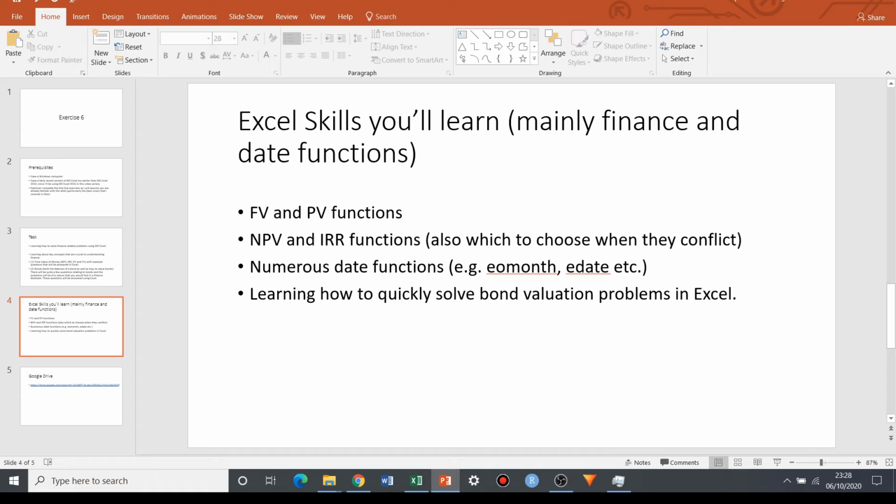And so just to discuss the Excel skills that you'll have learned, well, first and foremost, you'll become acquainted with the future value and the present value functions. You'll also be introduced to the net present value and internal rate of return functions. You'll also learn about numerous date functions, and also you'll learn how to solve bond valuation problems in Excel.